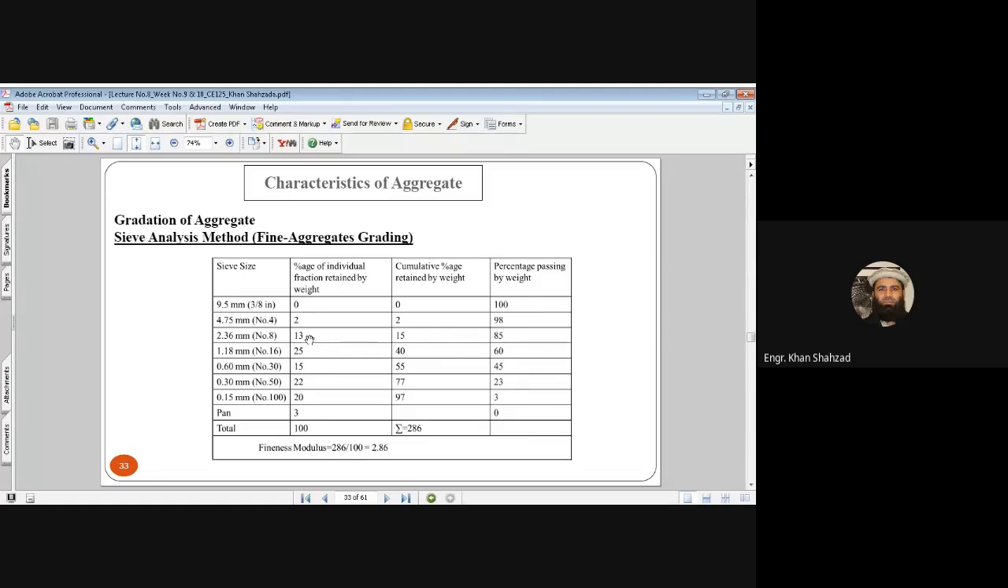Okay, good. Similarly, this is 13. So 13 plus 2 is 15, and 100 minus 15 is 85. 25 plus 15 is 40, and 100 minus 40 is 60, and so on. Now, we are trying to calculate the fineness modulus. For the fineness modulus, we have to add all these. So this is 286, and we will divide it by 100.